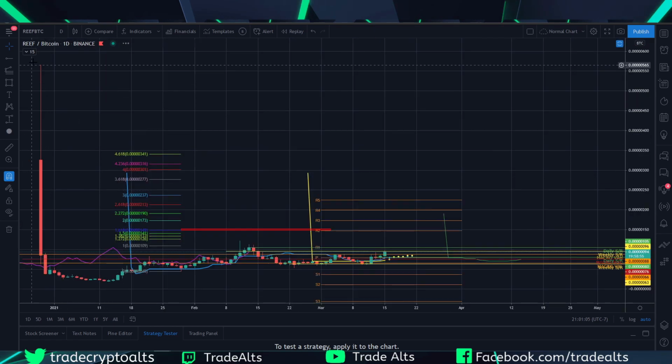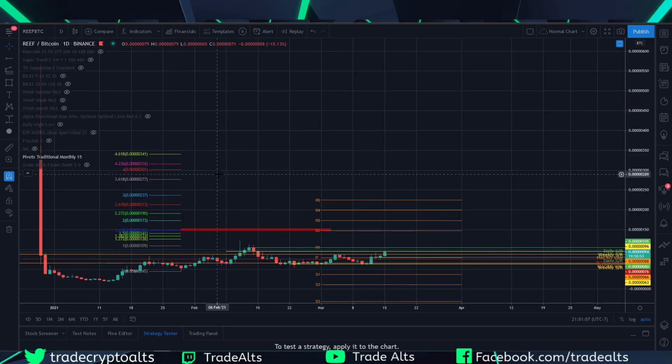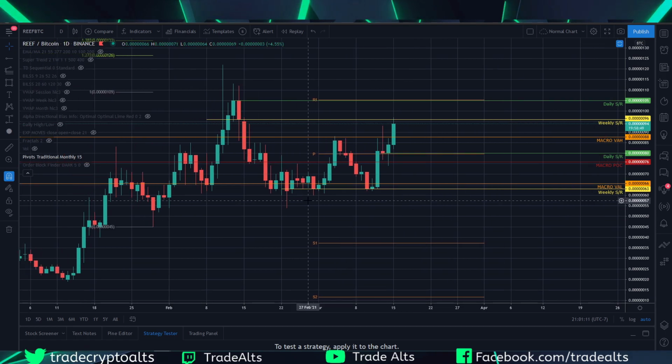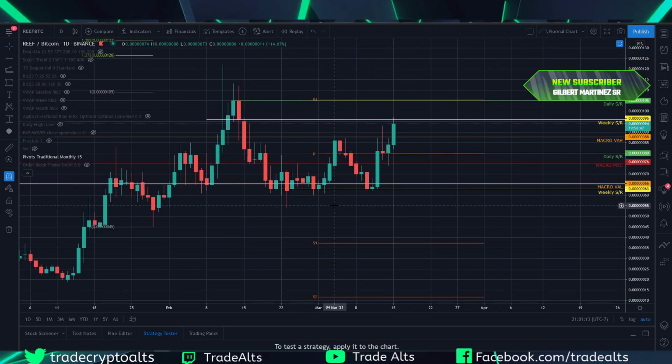You switch to a daily, turn off Ichimoku. It's kind of a mess. And, you know, we're kind of forming this really nice range.